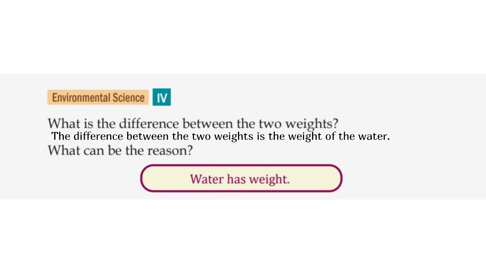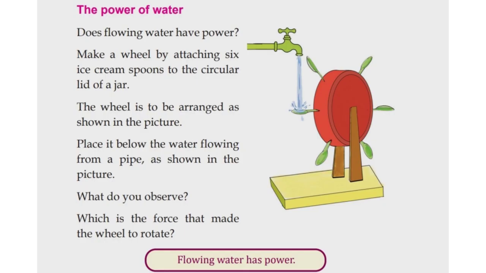Water has weight. The power of water. Does flowing water have power? Yes. Make a wheel by attaching 6 ice cream spoons to the circular lid of a jar. The wheel is to be arranged as shown in the picture. Place it below the water flowing from a pipe as shown in the picture. What do you observe? The wheel rotates. Which is the force that made the wheel rotate? The force of the flowing water. Flowing water has power.